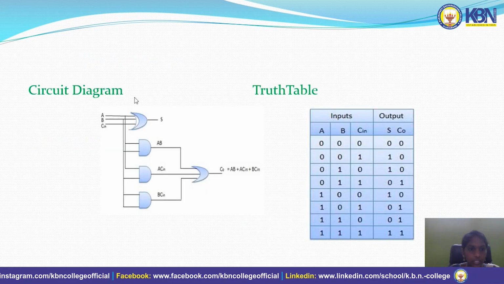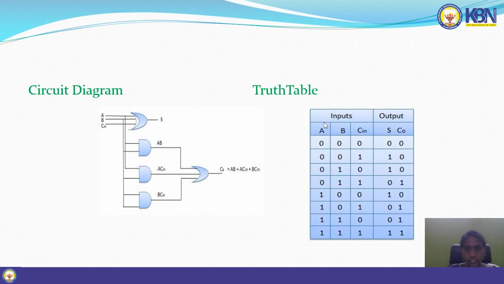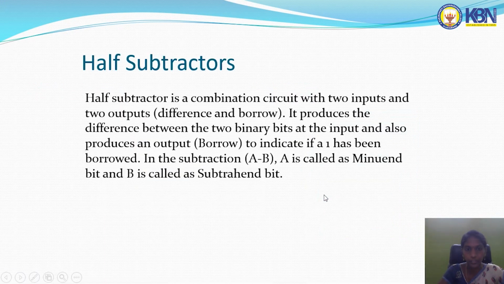This is the circuit diagram of the full adder. A and B are the inputs, and carry C-in is the input terminal, and the outputs are sum and carry. We join the OR gate inputs with AND gates. This is the truth table of the full adder circuit.